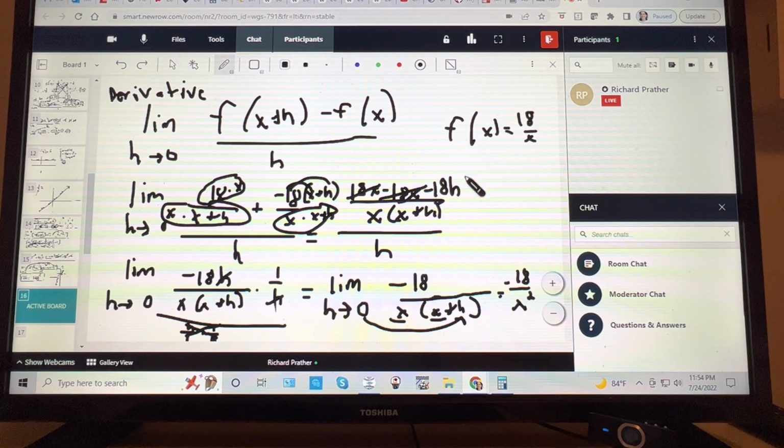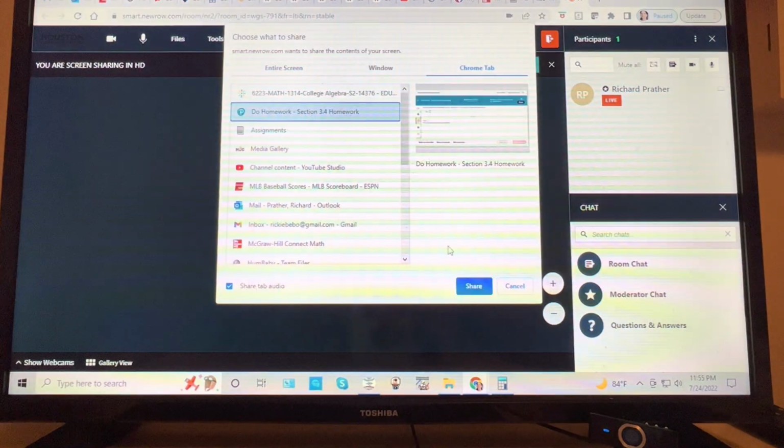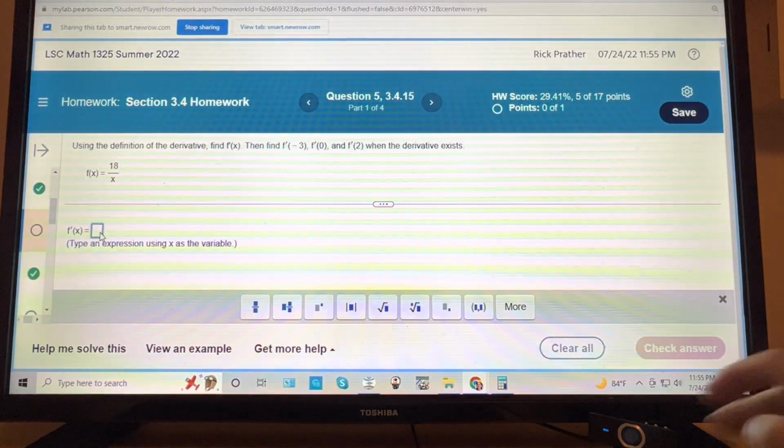So there's the original function. The derivative function is negative 18 over x squared. And that's the first answer. And then I think it's like number 6 where they want me to plug in numbers after that. Negative 18 over x squared is the generic version of the derivative.